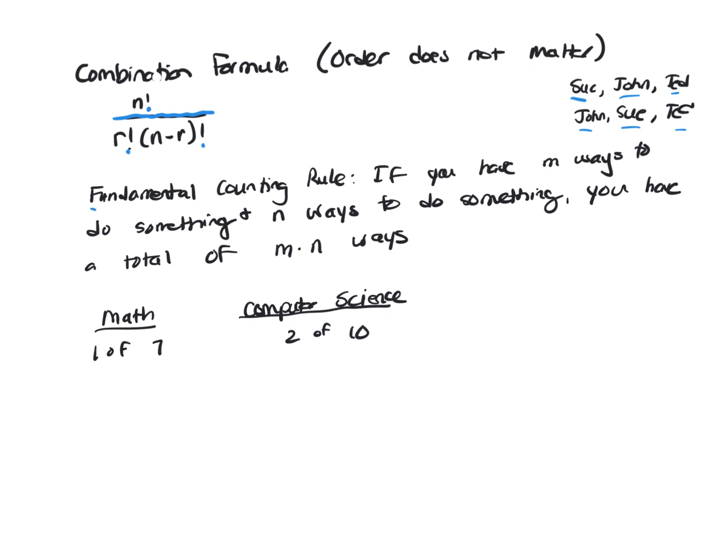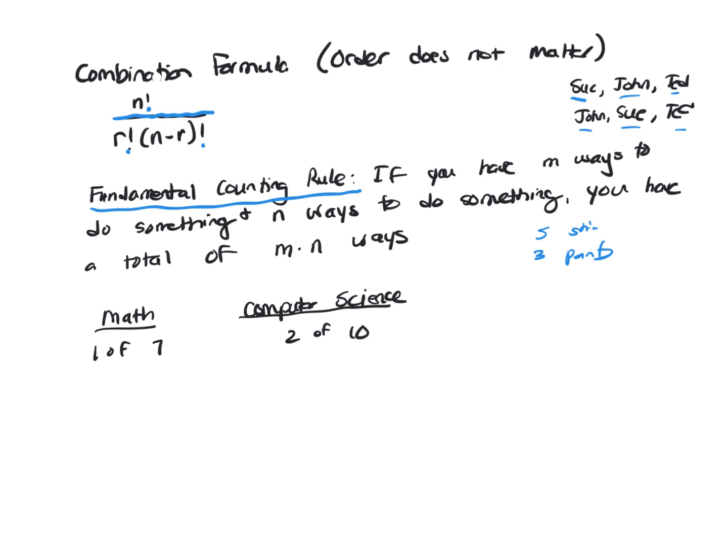And then there's also the fundamental counting rule. If you have m ways you can do one thing and n ways you can do something else, your total number of possibilities is m times n. So if you had 5 shirts and 3 pair of pants, you would have a total of 15 outfits, 5 times 3. All right, so with that, let's talk about this problem.